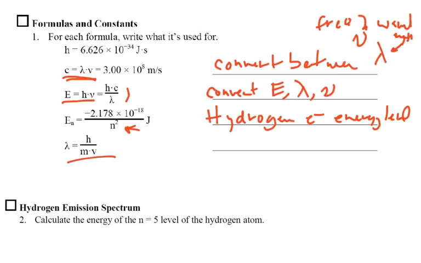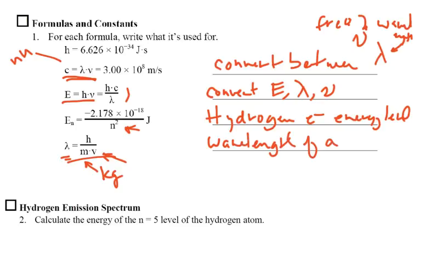And the last one here, if you have a moving particle, you can calculate the wavelength. Watch out here, this mass has to be in kilograms. Now this is a v, this is not nu, this is velocity. The little V-shaped thing up here is the Greek letter nu, but this is actually v, velocity. So it's Planck's constant divided by mass divided by velocity, and that mass has to be in kilograms. This is figuring out the wavelength of a moving particle.